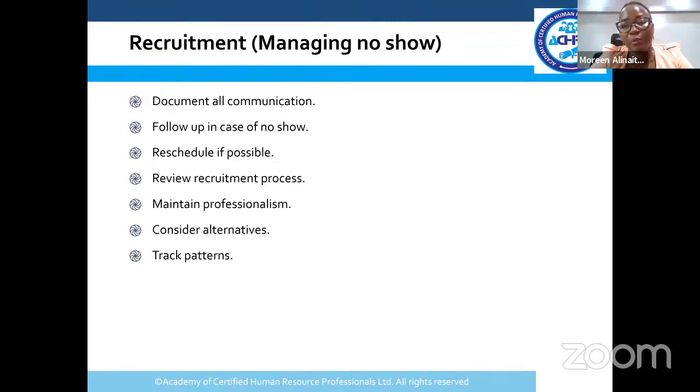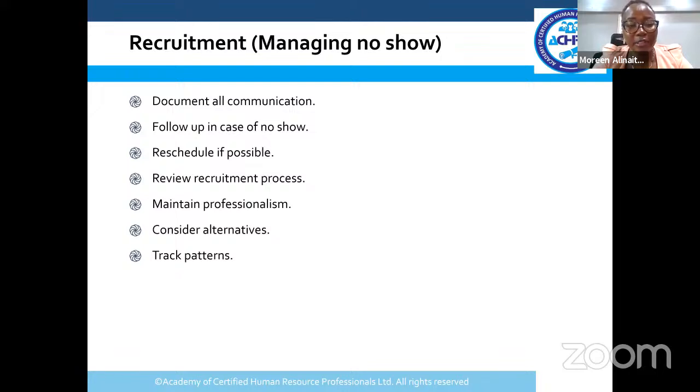Maybe the communication was not timely. If that is the case, you can try to communicate earlier. You have to make sure that your communication is very clear. It's important not to just think that this person did not show up, so they are not interested. No, maybe the way you communicated was not clear and was not specific. All right. Now, this is very important.